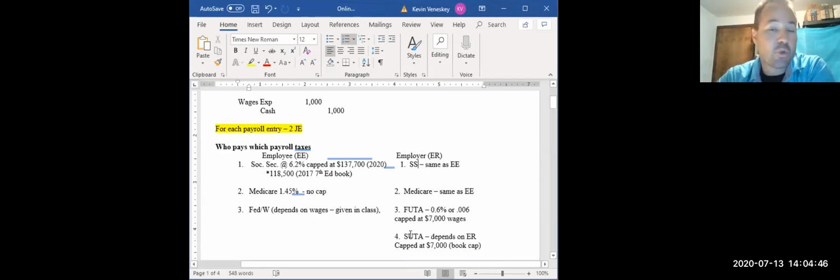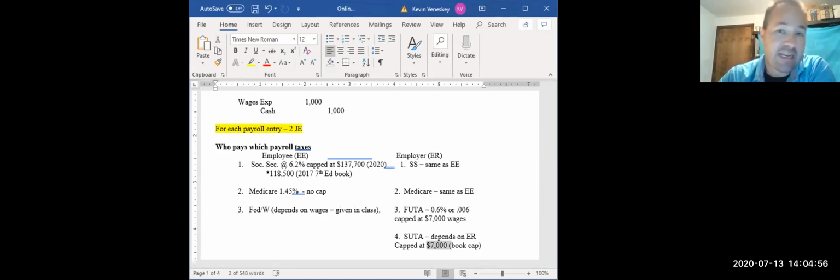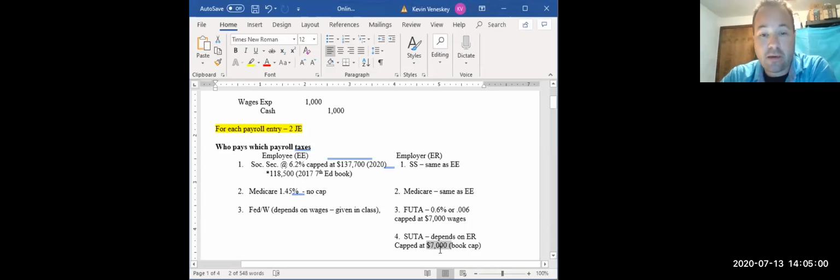And then SUTA, well, that depends on state by state, because that stands for State Unemployment Tax Act. And the book is going to tell you the cap is 7,000. In Indiana, it's a little bit higher than that. It's 9,500. But we're always going to use what the book says, and it's going to say 7,000.